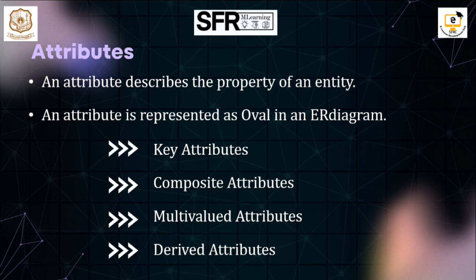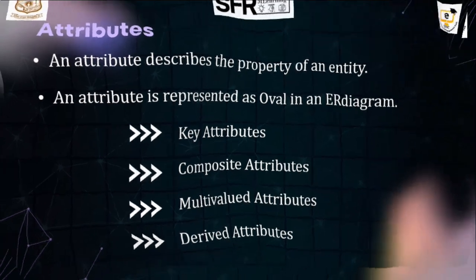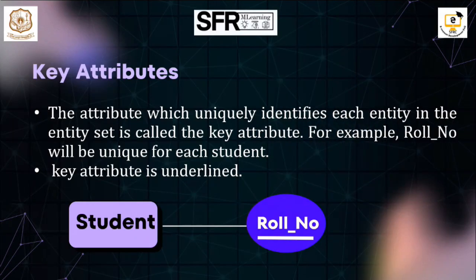multi-valued and derived attribute. The first one is key attribute. The attribute which uniquely identifies each entity in the entity set is called key attribute. For example, roll number will be unique for each student. In ER diagram, the key attribute is represented by an oval with an underline.